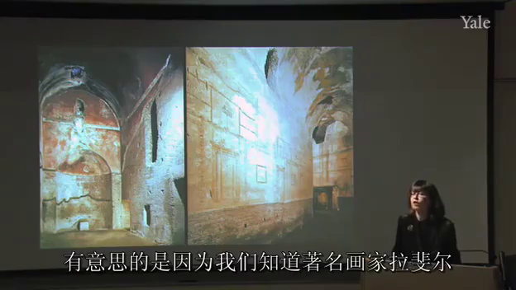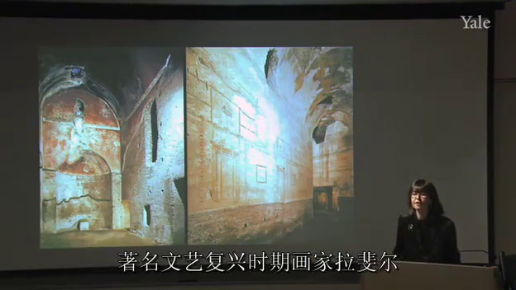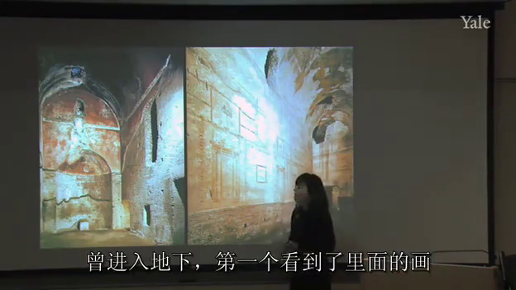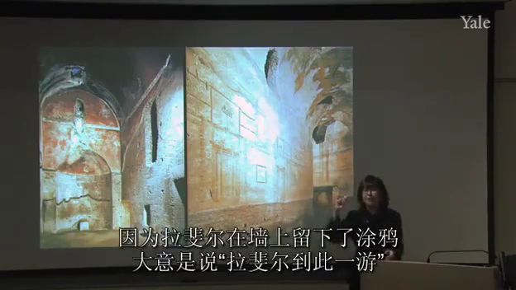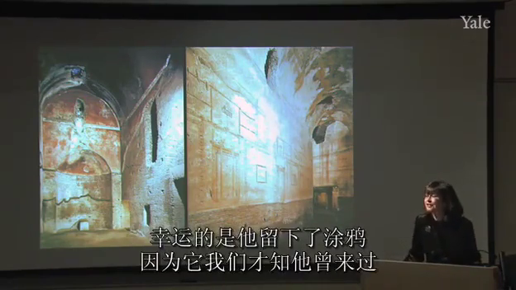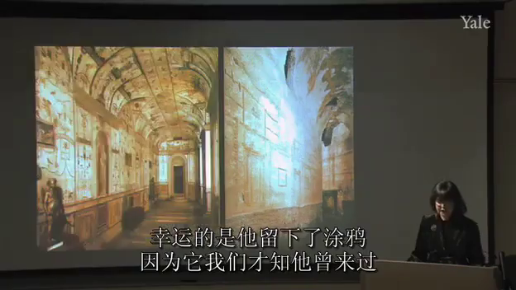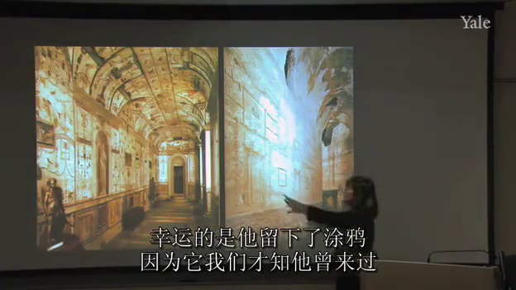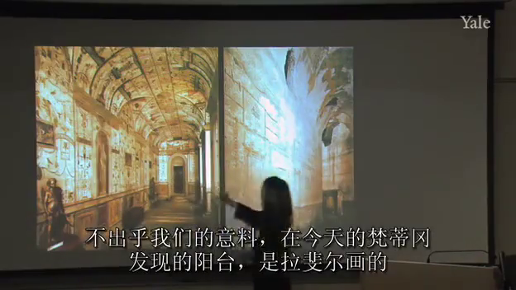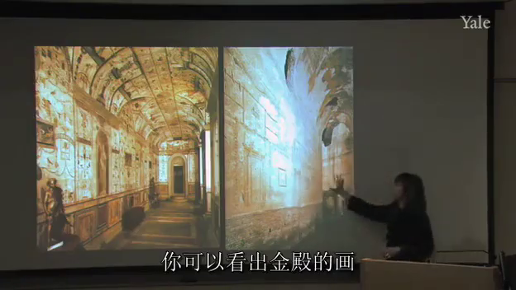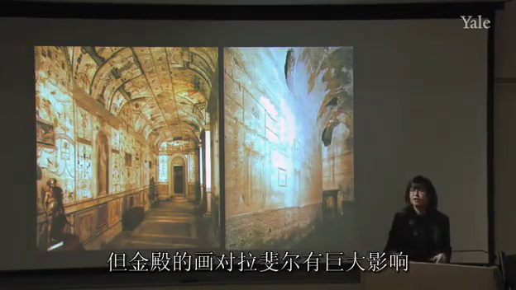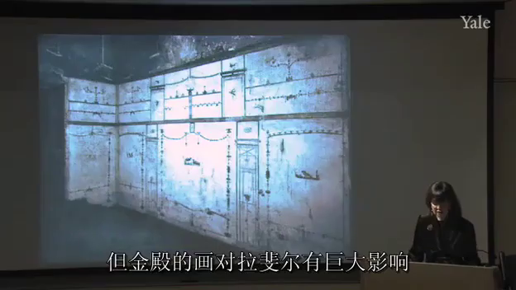And it's interesting because we know that the famous Renaissance painter Raphael went underground and was one of the first to see the paintings of the Domus Aurea, because Raphael left a graffito on the wall which basically says Raphael was here. And we're fortunate that he left that, because it tells us that he was here, and we're not surprised, because this is a loggia in the Vatican today that was painted by Raphael, and you can see how much the paintings of the Domus Aurea, more weathered obviously than the one on the left, had a huge impact on Raphael.